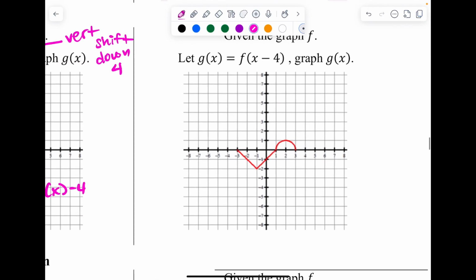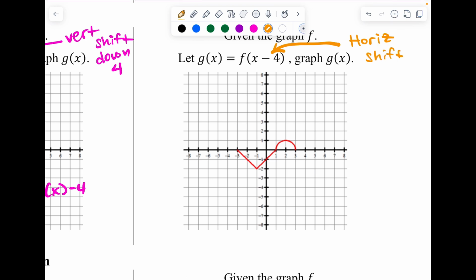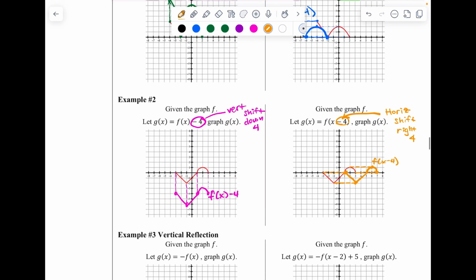All right, let's look at this one. Hopefully you can tell, since it's inside the parentheses, we know this is a horizontal shift. Because it's plus or minus, it is a shift, but it's the opposite of what it seems. So minus 4 would typically go to the left, but this is going to the right because it's funky town in the parentheses. So every point's going to go to the right 1, 2, 3, 4. So we see something that looks like this. And this is f of x minus 4, a horizontal shift to the right 4.